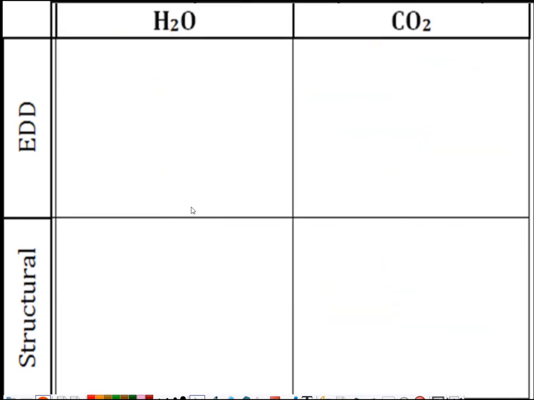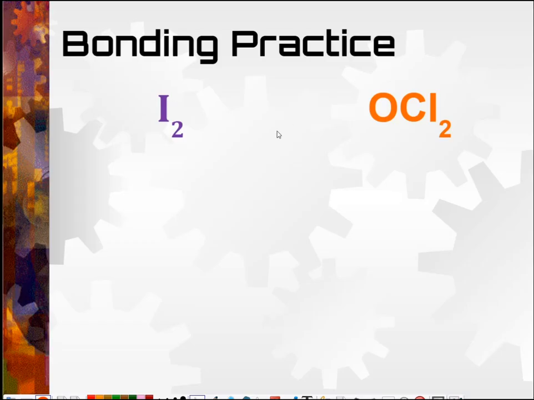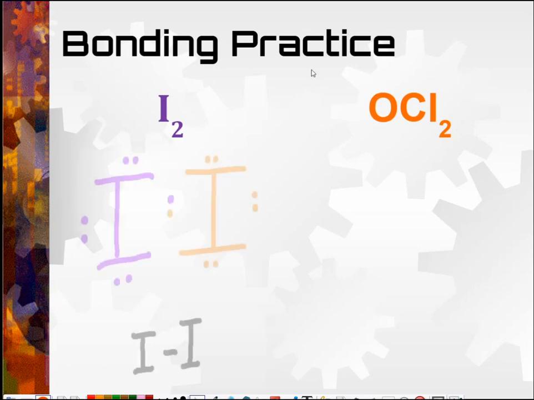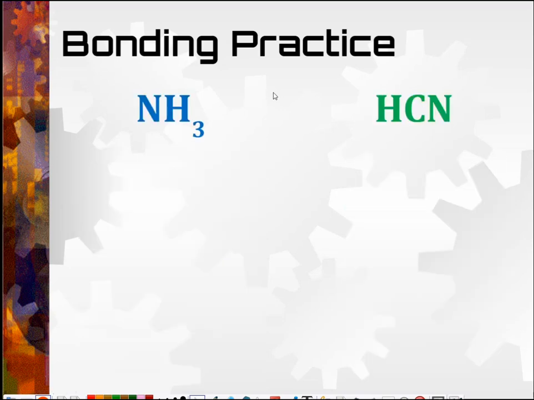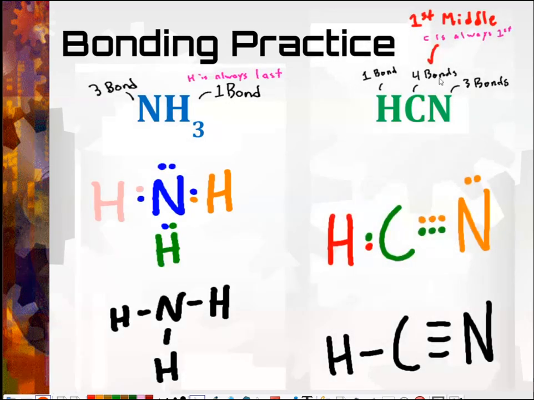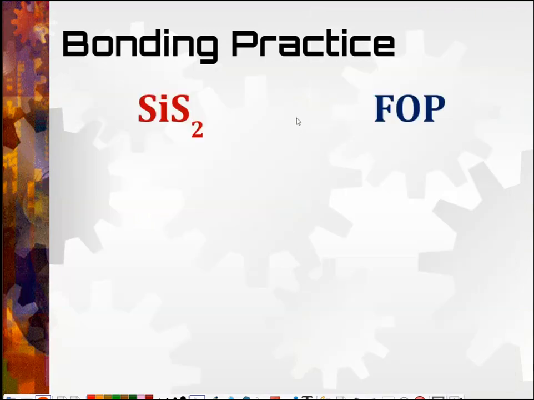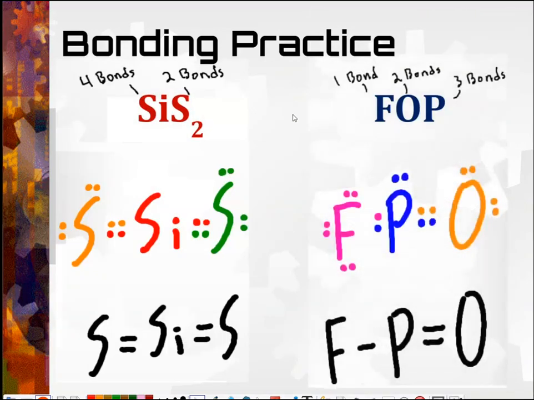So that's your crash course on bonding. Now there's all sorts of bonding practice that you can do here. You can do I2, OCl2, and then it will show you the answers, both electron dot and structural, and you can just keep looking at this. Sometimes I have notes to help you out, so please click through and try all of these.